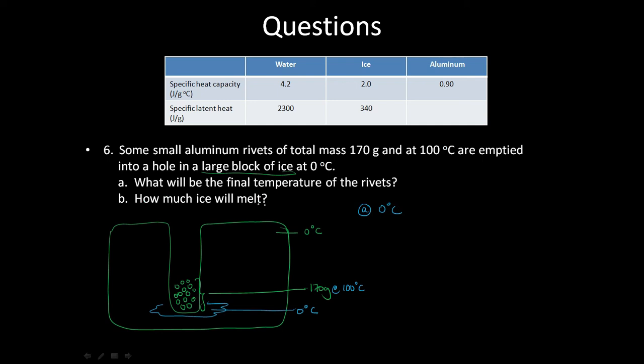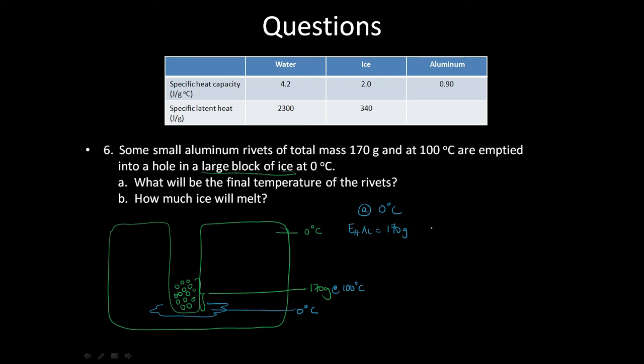How much ice will melt? Let's see how much ice will melt. We're first going to have to work out the amount of heat that's lost by the aluminum rivets. We already listed all the things that aluminum has. We know we have a mass of 170 grams. And remember, the aluminum is solid when hot and solid when cold, so there is no change in phase.